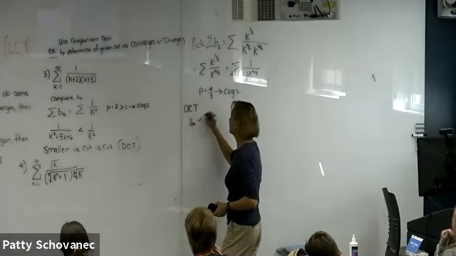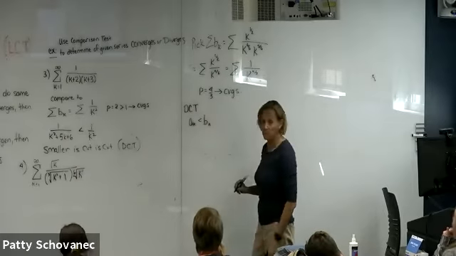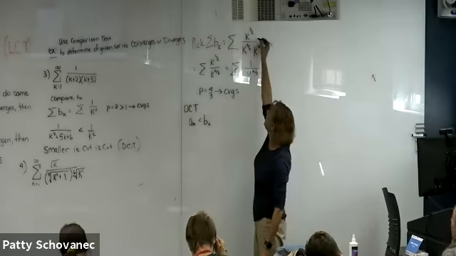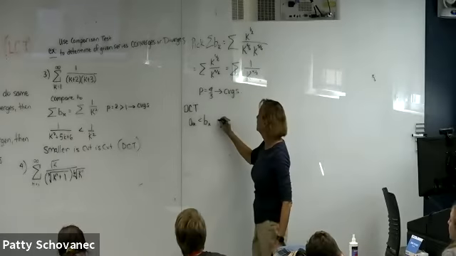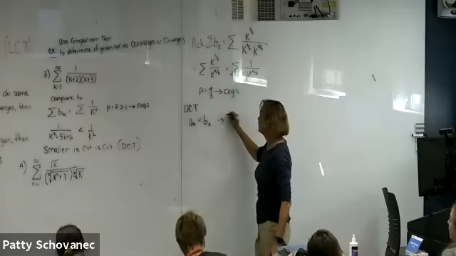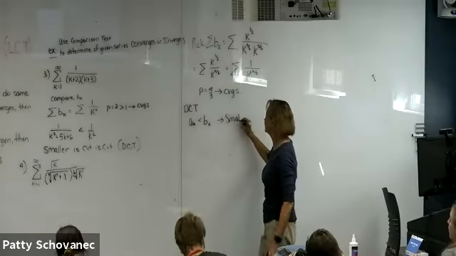AK is smaller than BK. It has more in the denominator, kept the numerator the same. BK converges, so my conclusion is smaller than convergent is convergent.